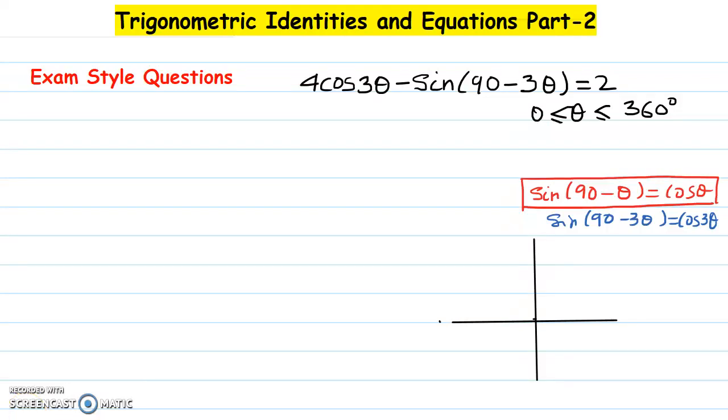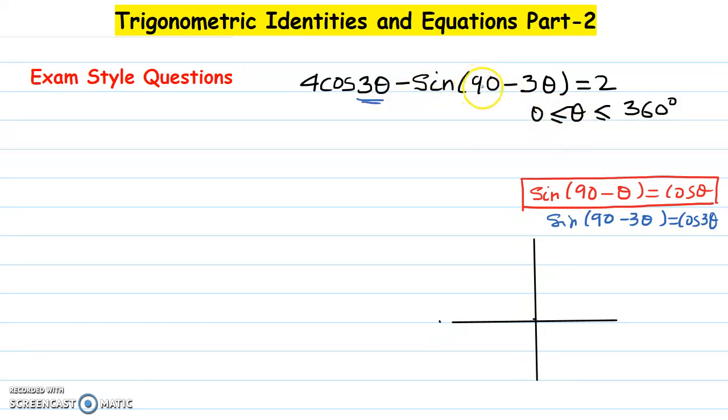Hi guys, today we are going to start trigonometry identities and equations part 2. You have seen my part 1 video. Now here we are dealing with multiple angles. If you see here, it is with theta. You can see here 3 theta, but here it is theta.